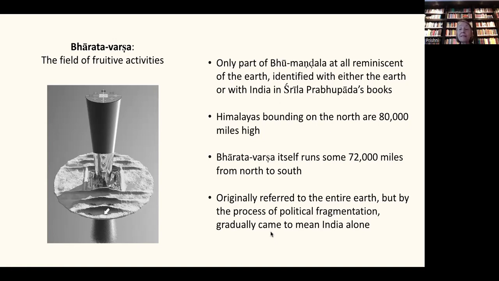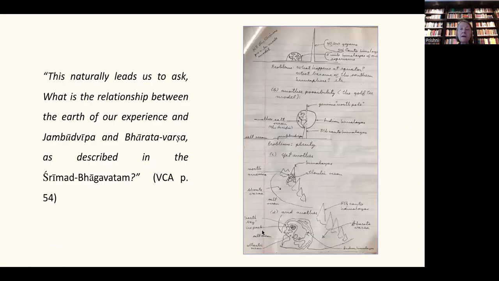Okay. So Sarvabhauma notes that it originally referred to the whole Earth, but by the process of political fragmentation, meaning the emperors originally ruled the entire Earth, but gradually their kingdom boiled down to India, and so it came to mean India alone. Okay. And now we're going to start to really parse this stuff, and this is what he says. This naturally leads us to ask, what is the relationship between the Earth of our experience and this Jambudvipa and Bharatavarsha as described in the Bhagavatam?